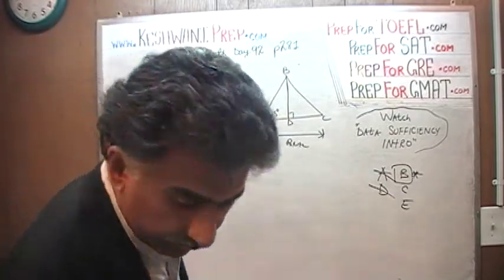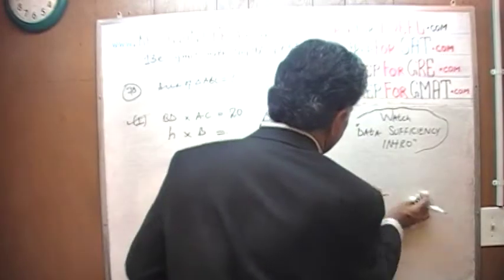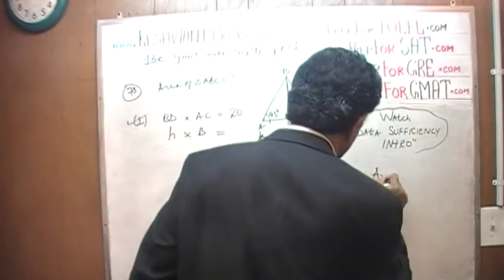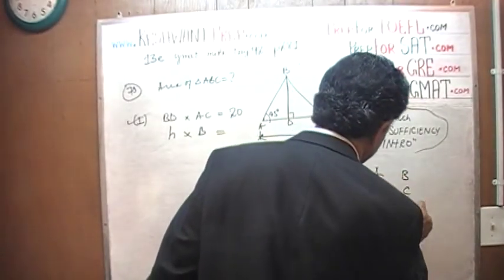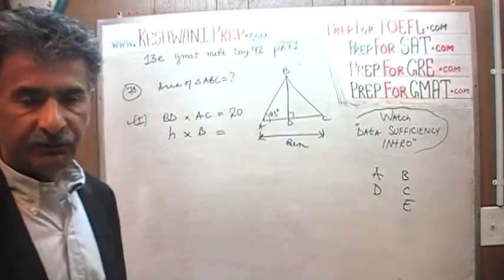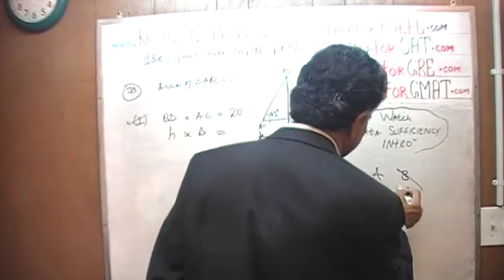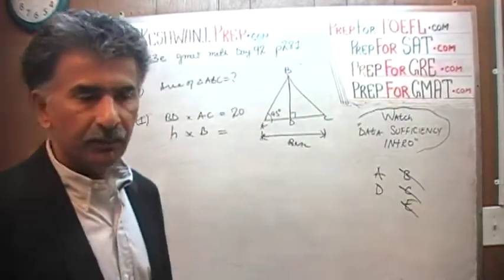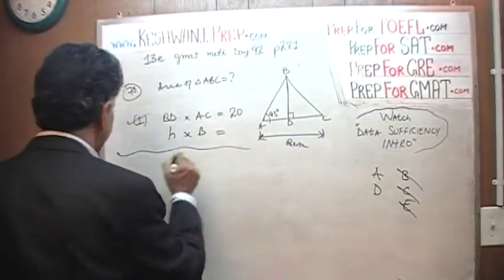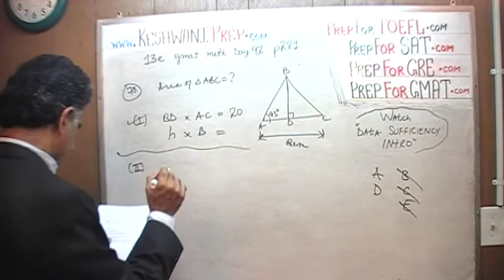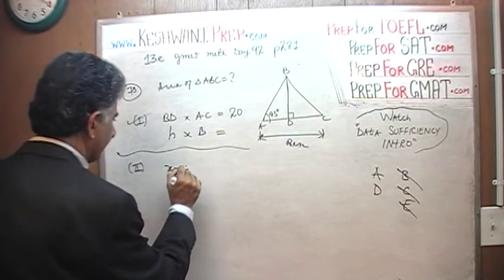Since the first statement works, A, D, B, C, E. Since the first statement does turn out to be sufficient, the answer cannot be B, C, or E. The answer would have to be either A or D. In the second statement, they tell us that x equals 45 degrees.